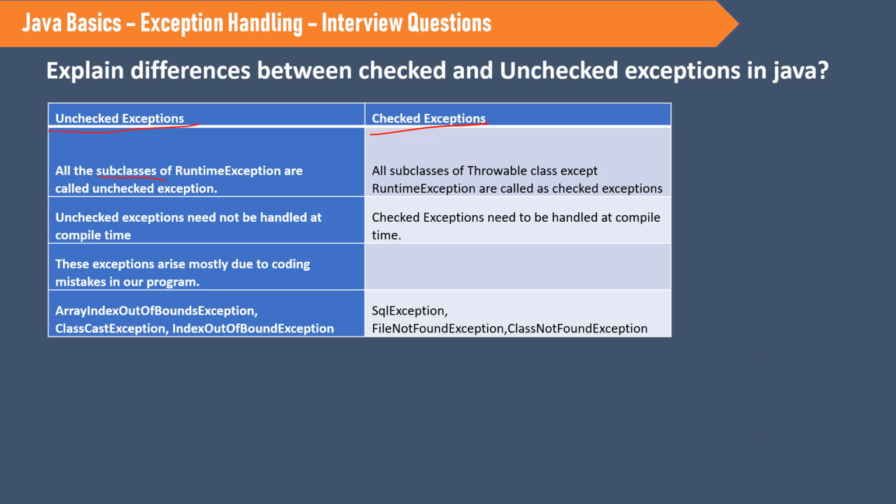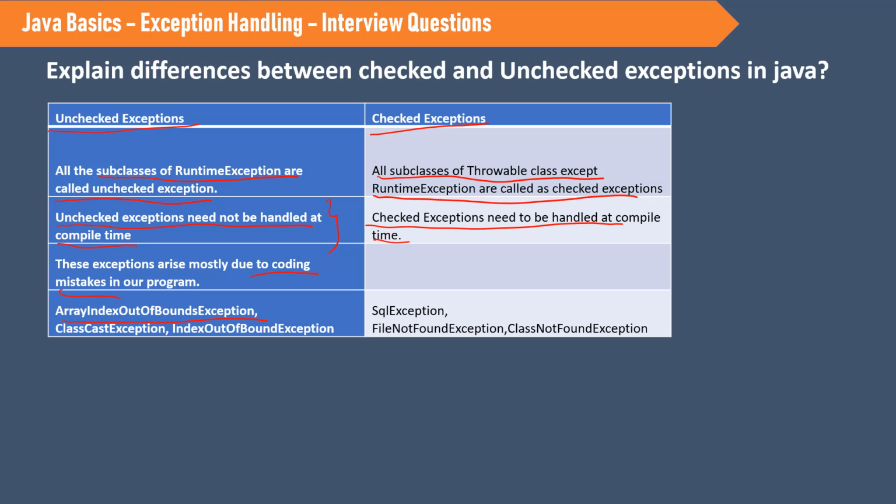So all the subclasses of runtime exception are called unchecked exceptions. All the subclasses of throwable class except runtime exceptions are called checked exceptions. Unchecked exceptions need not be handled at compile time. That means they will be handled only at runtime. Checked exceptions need to be handled at compile time. These exceptions arise mostly due to coding mistakes in our program.